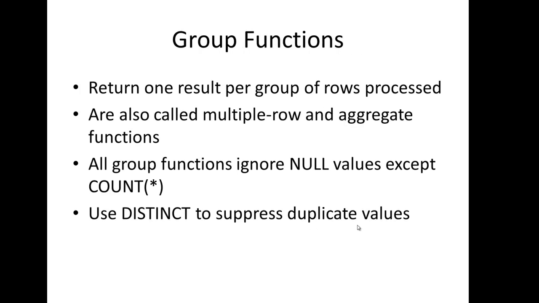Group functions return one result per group of rows processed. They are also called multi-row or aggregate functions. All group functions ignore null values. In other words, no value, except the count. The count with the asterisk would count every field. Use distinct to suppress duplicates.